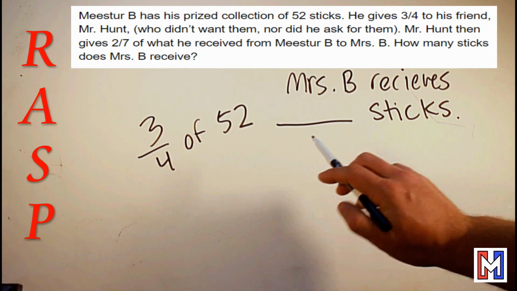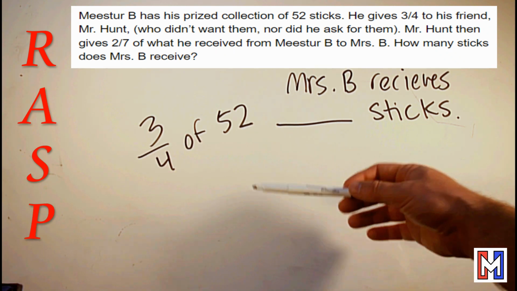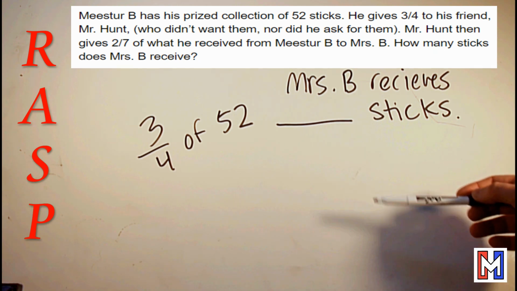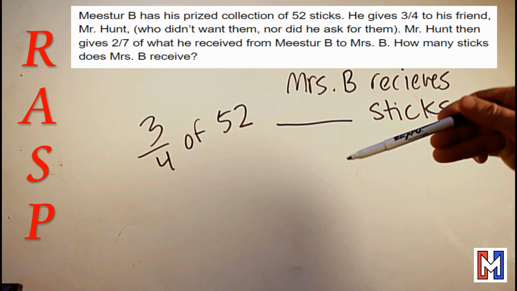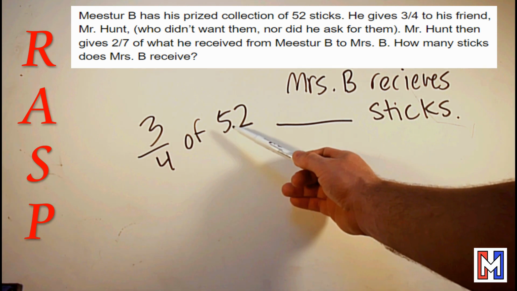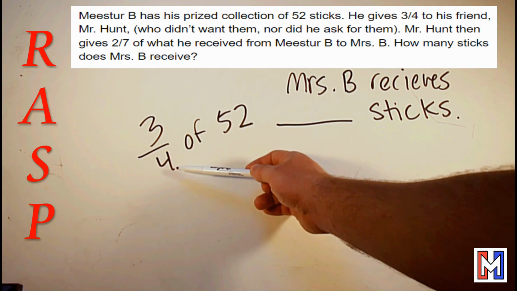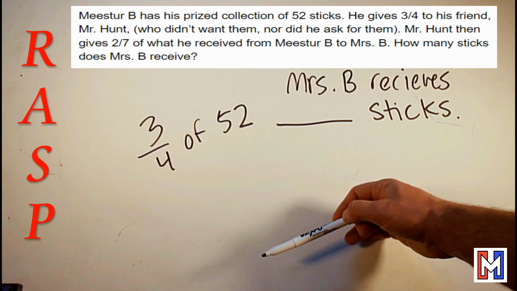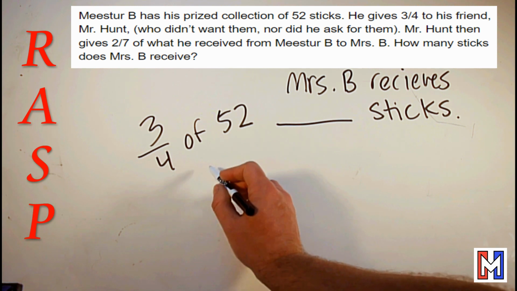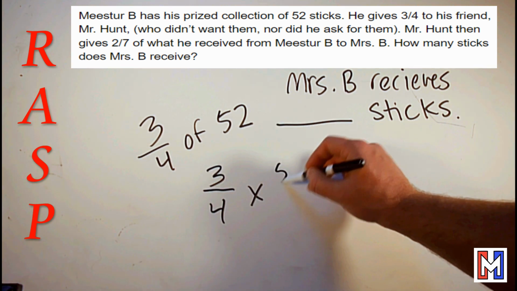Now we need to solve it. So when I read through it first, I wrote this down. You probably noticed, because that's the first thing I noticed. You want to pay close attention to the numbers in the problem and think, why are they important? Okay, because sometimes they'll put numbers in there that don't matter at all. So 52 is how many he started with at first. He gave 3/4 of his 52 to Mr. Hunt. So how many sticks is that? Well, we have to solve this. So 3/4 of means multiply, and then we have 52.